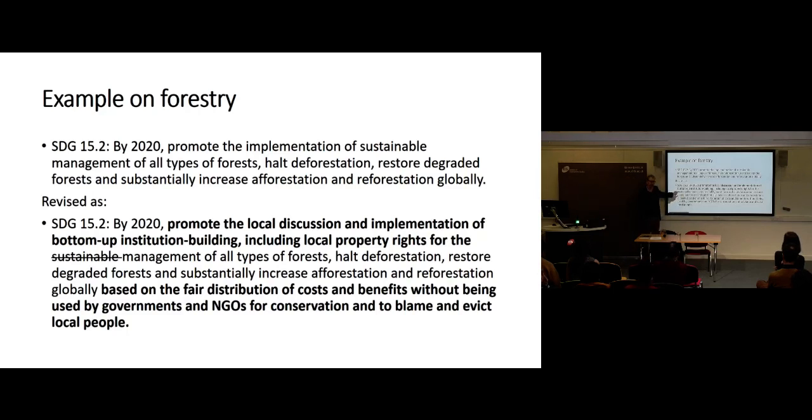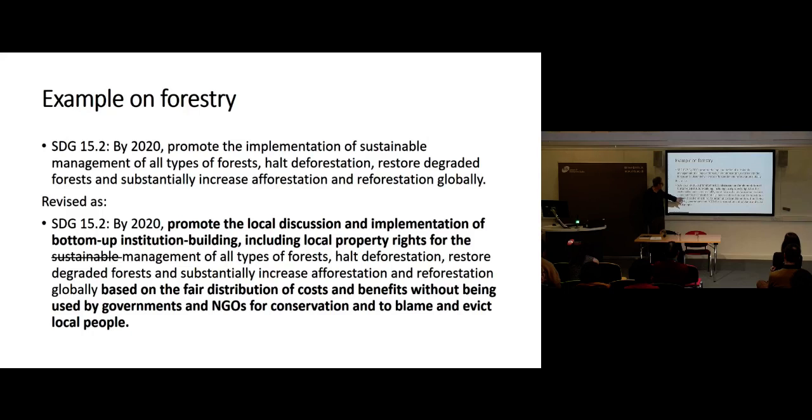We no longer have to talk about sustainability because that is defined by someone else and not by local people. So we just kick it out. I mean, that's something which we can discuss. Property rights for the management of all types of forests, halt deforestation, etc. That's again the old thing. Degraded forests and sustainability, increase afforestation and reforestation globally.